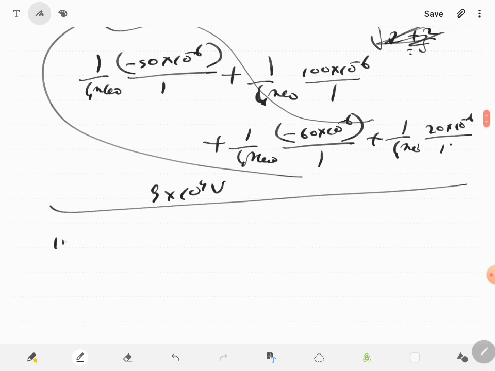So let's go to example 11, where the question is you have... okay, let's not do example 11. Let's go to some of the sums.